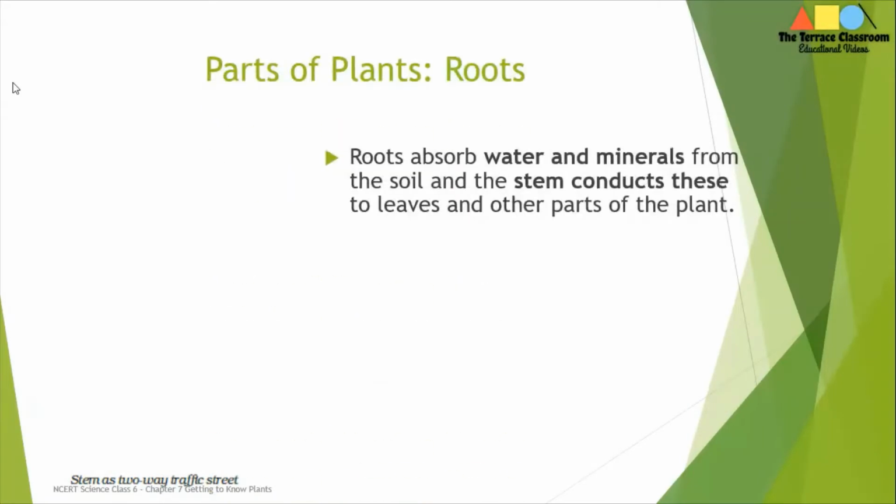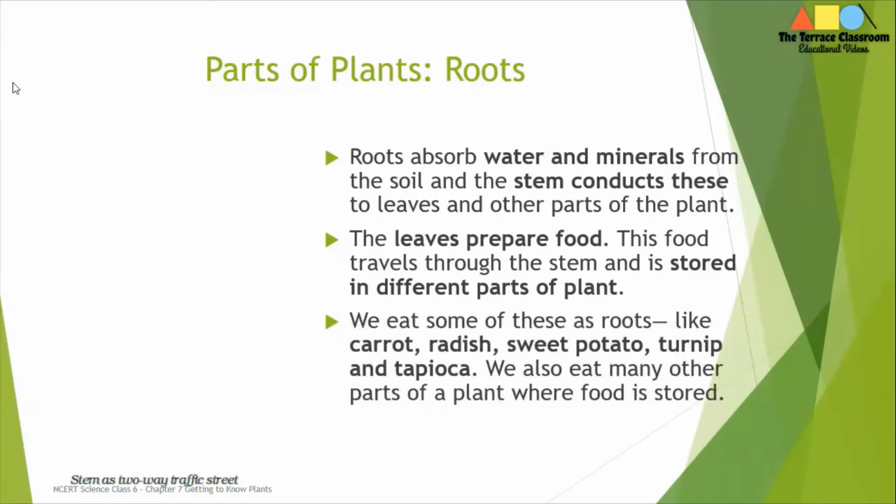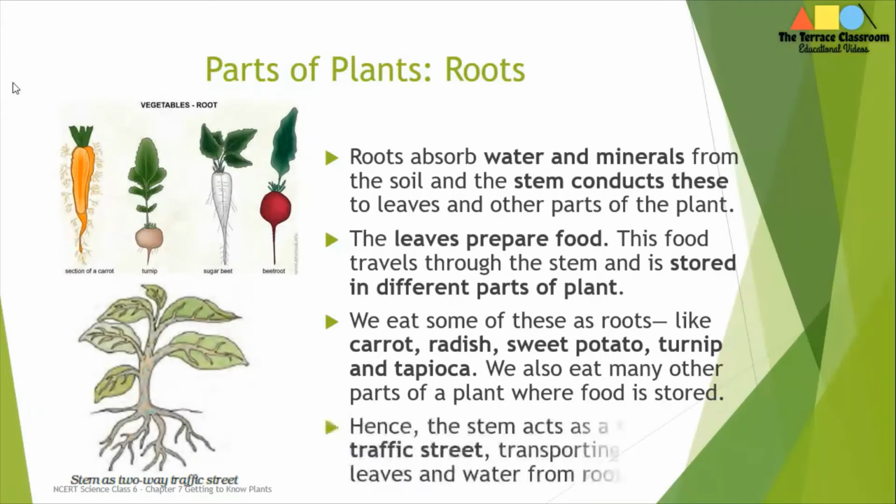Roots absorb water and minerals from the soil and the stem conducts these to the leaves and other parts of the plant. The leaves prepare food. This food travels through the stem and is stored in different parts of the plant. We can eat some of these as fruits and vegetables like carrot, radish, sweet potato, turnip, and tapioca. We also eat many other parts of a plant where food is stored. Hence, the stem acts as a two-way traffic street, transporting food from leaves and water from roots.